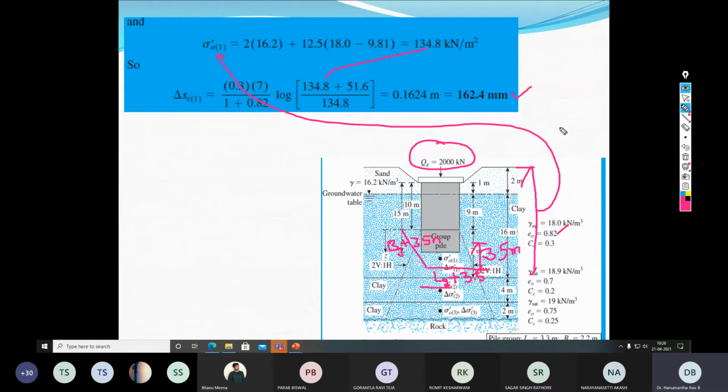Now repeat for layer number 2 and layer number 3. So if anybody has any question in understanding how to calculate the sigma naught and delta sigma for consolidation settlement, please raise and ask me.